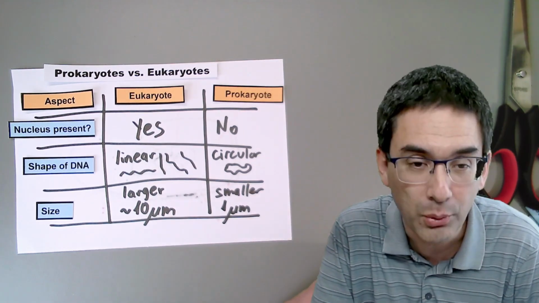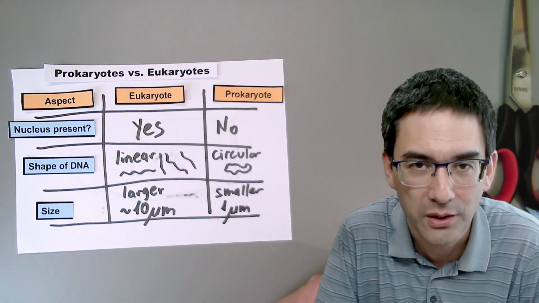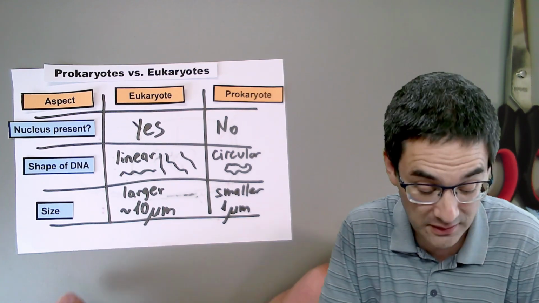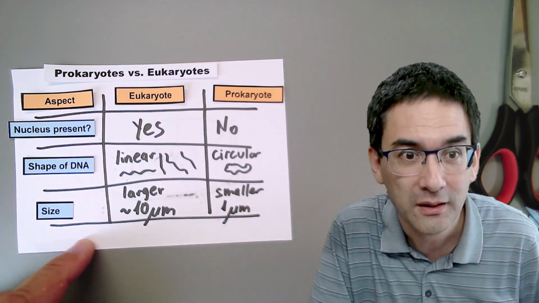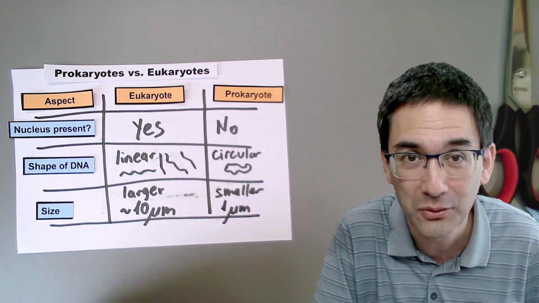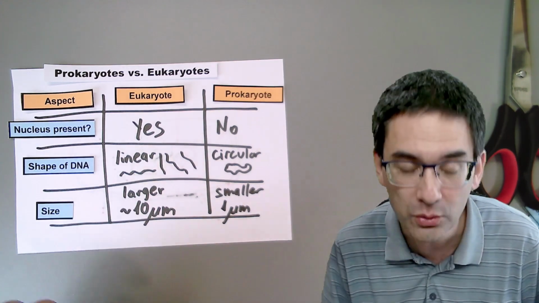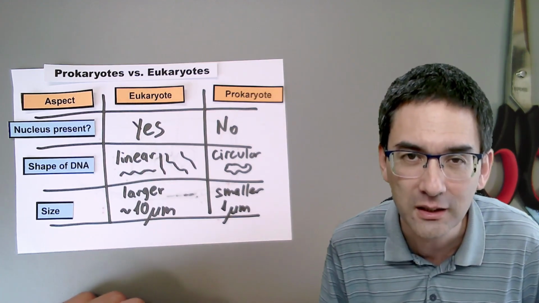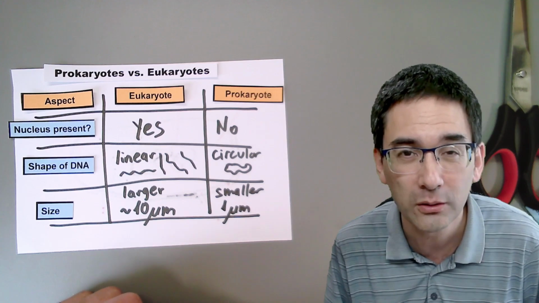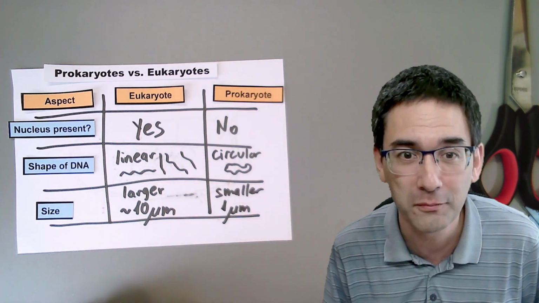Okay, so this is an important comparison table between prokaryotes and eukaryotes. Yeah, and something that I did not include over here, but you should know, is whether it contains mitochondria. Eukaryotes, yes. Prokaryotes, no. Because all of the other structures that we've seen in a eukaryote, like mitochondria, chloroplast, rough endoplasmic reticulum, Golgi body, all these things are not part of a prokaryote.